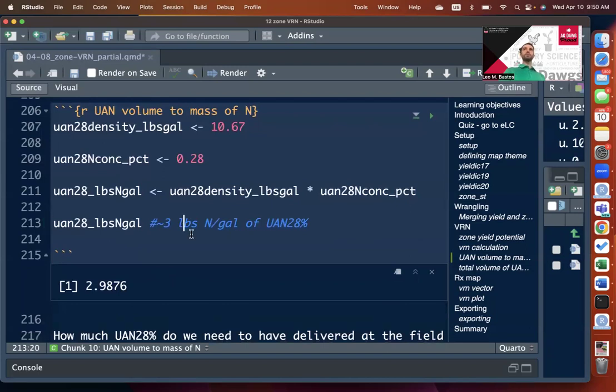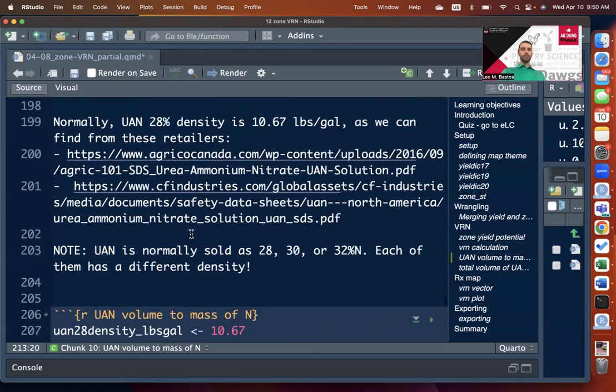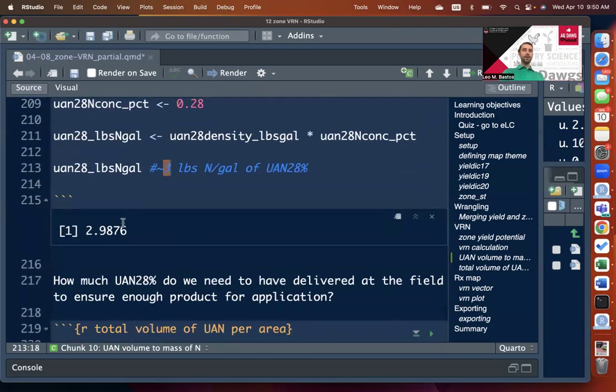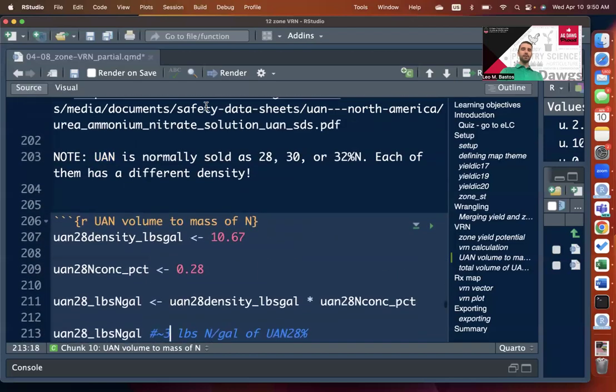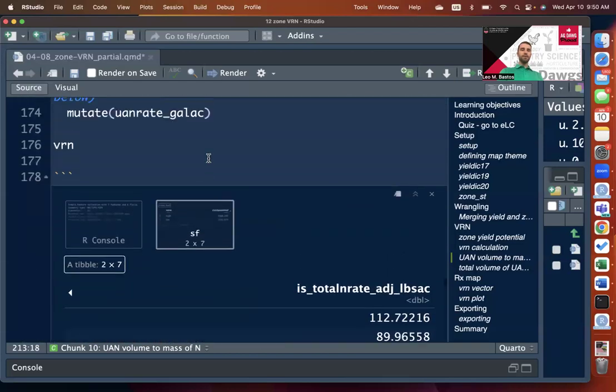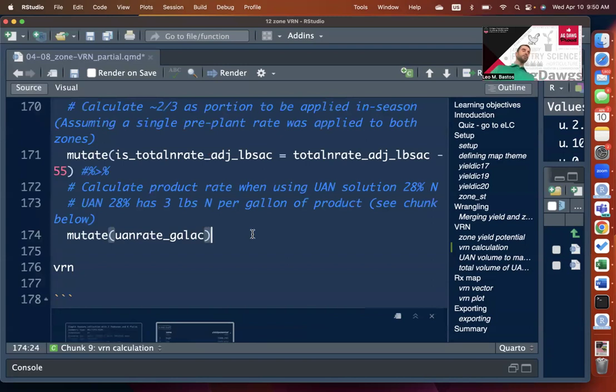of UAN 28%. So this is the value that we're going to use to go from nitrogen rates in pounds of nitrogen per acre to gallons of UAN per acre, right? So remember this number 3, we're going to use 3 just for simplicity, came from these calculations. If you go back to the previous chunk, that's what we do in that last step right there. So I'm just going to allow that pipe to flow to the next chunk.